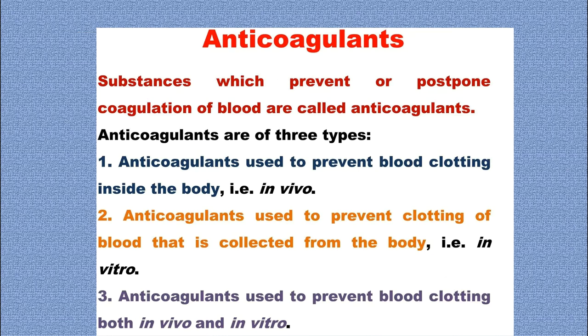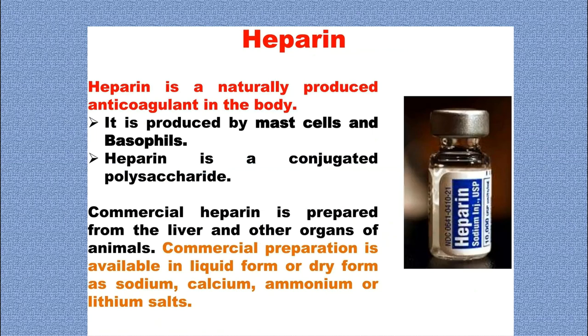Anticoagulants are the drugs which prevent the clotting mechanism inside the body. These are used as therapeutic agents to prevent clotting of blood collected in vessels, that is in vitro, whereas anticoagulants also act in vivo. Anticoagulants are used to prevent blood clotting both in vivo and in vitro. One of them is heparin.